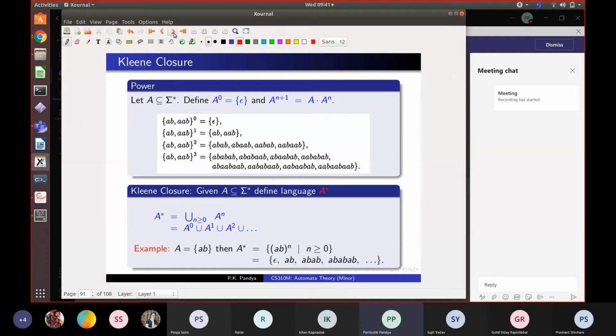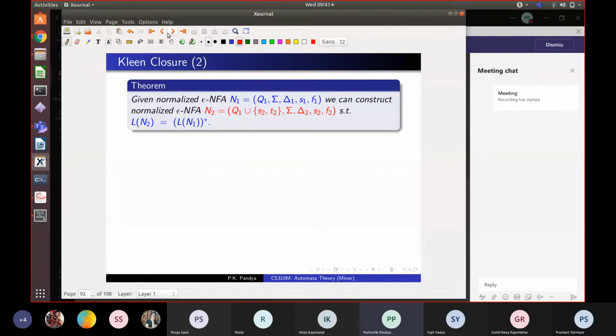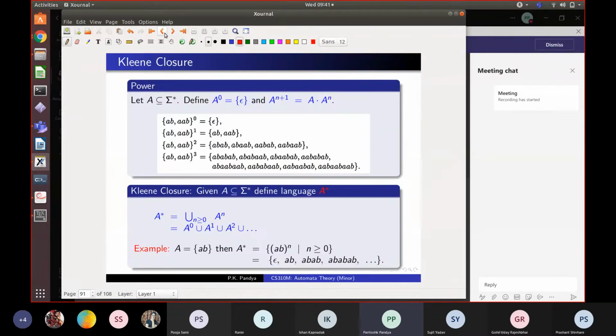This was one example. We had done some additional examples, and now the question is, can this infinite union be done by a finite state automaton? Because it looks like a rather complicated operation, right? You have to do all possible powers and then take their union. Here we had taken up to power 3; you have to take power 4, 5, take the union of all that, and that will give us A star. Now, how do we do this?